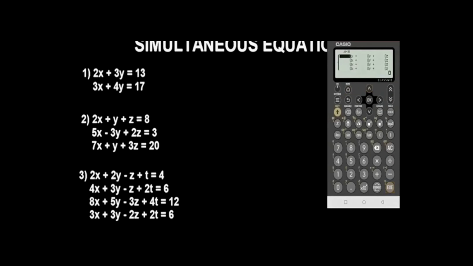So let's begin with equation 1 for question 3. The coefficient of 2x is 2. The coefficient of 2y is 2. The coefficient of -z is -1. Alright, the coefficient of t is 1, and the constant is 4.